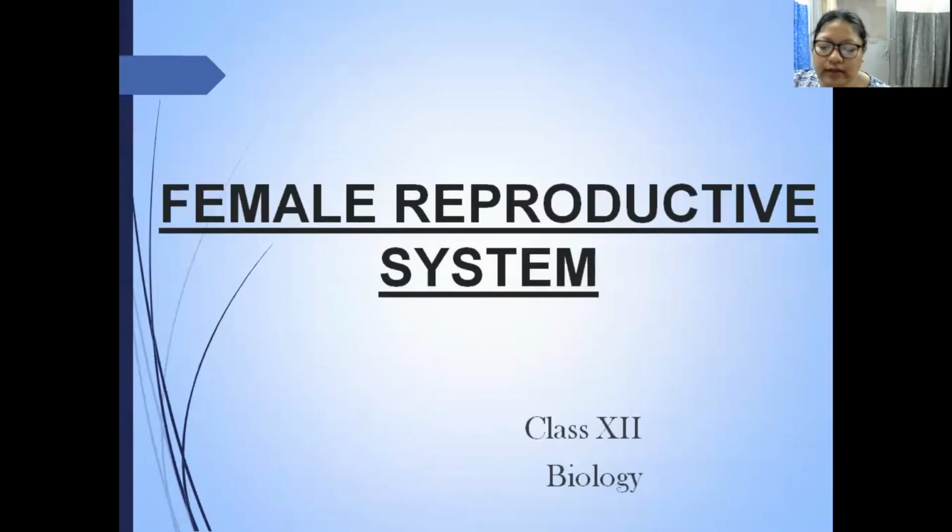We know that the female reproductive system consists of a pair of ovaries, the fallopian tubes, also known as the oviducts, uterus, vagina, vulva, accessory genital glands, and mammary glands. We will be discussing all these parts one by one, but before that, we need to know the puberty stage in females.